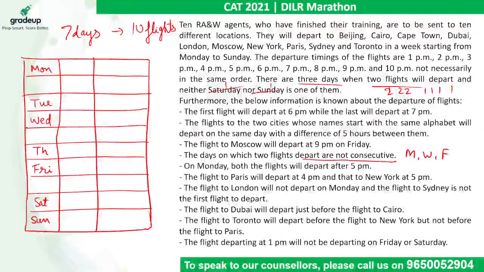The first flight will depart at 6 p.m. while the last will depart at 7 p.m. So let's just tick the statements that we can directly fit. First flight 6 p.m., last flight 7 p.m. Now the flights of the two cities, this will come later. Moscow 9 p.m. on Friday. Paris 4 p.m. New York 5 p.m.